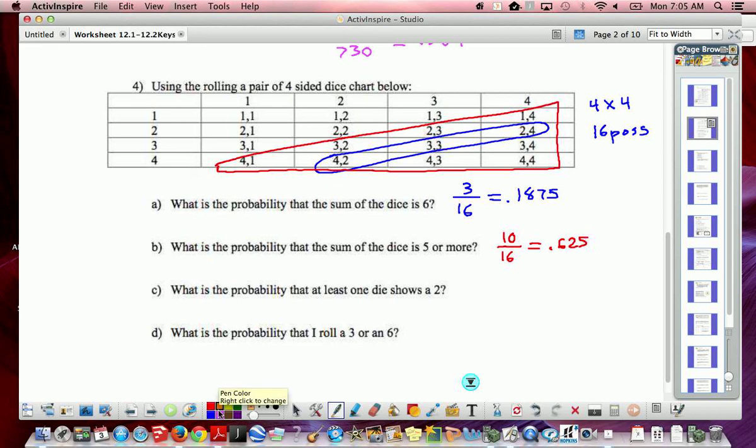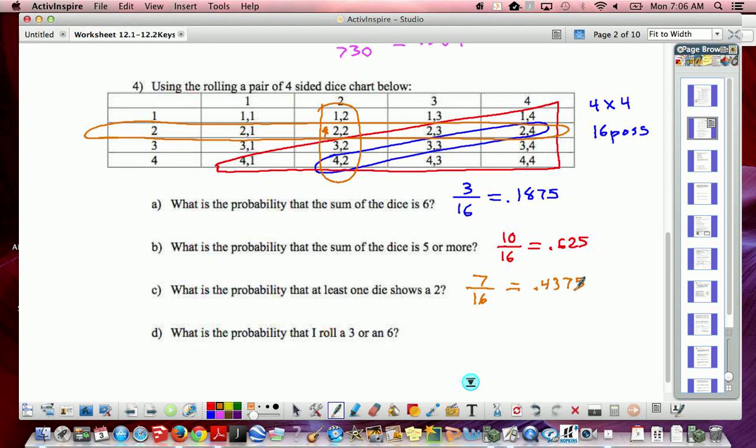C says, what is the probability that at least one die shows a 2? So I've got to look at all my 2s. Similar to that last one, you can see that I have 4 2s here that I'm circling in orange, and I have another 4 2s here. However, I've counted this one twice, which I don't actually want to do. So I actually have a total of 7 out of 16, because I don't want to count that one twice. So I have these 4, and then 5, 6, don't count this one, 7 possibilities. So 7 out of 16 ends up being 0.4375.